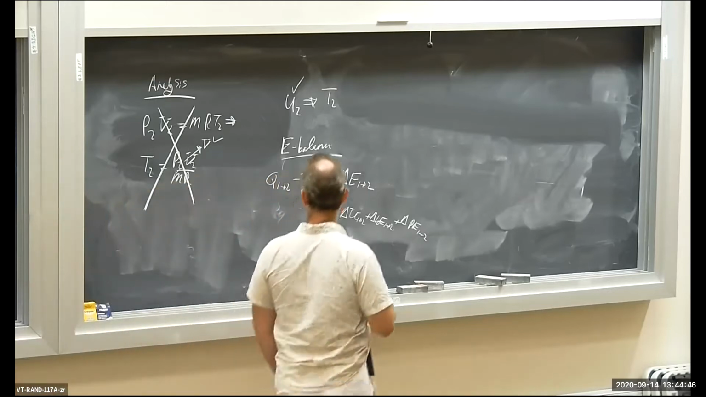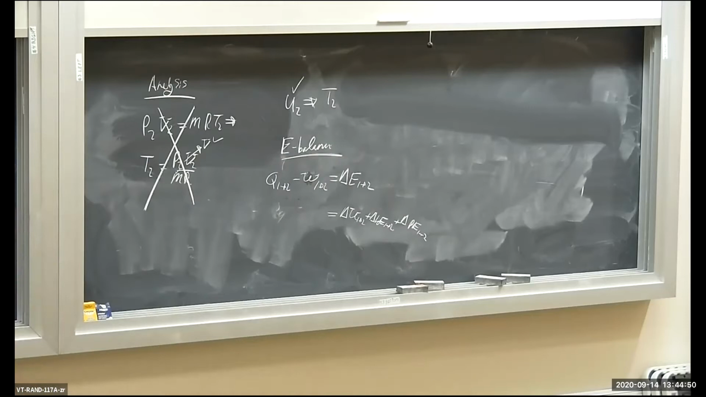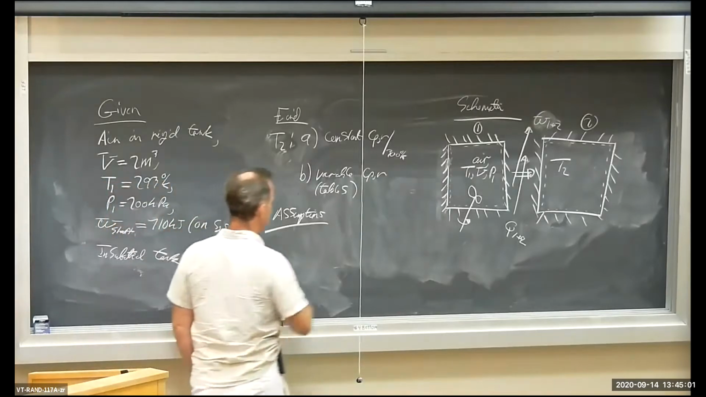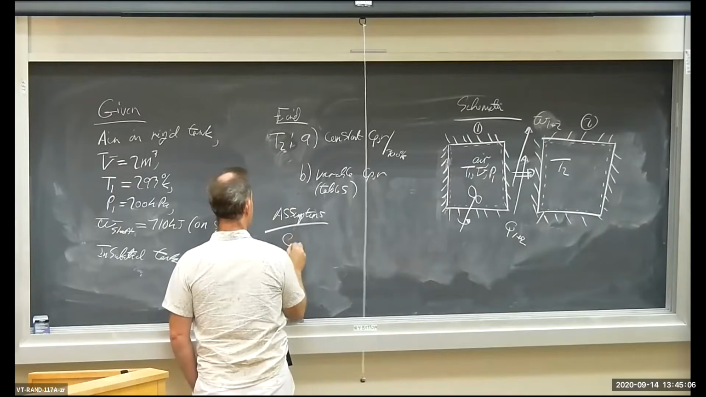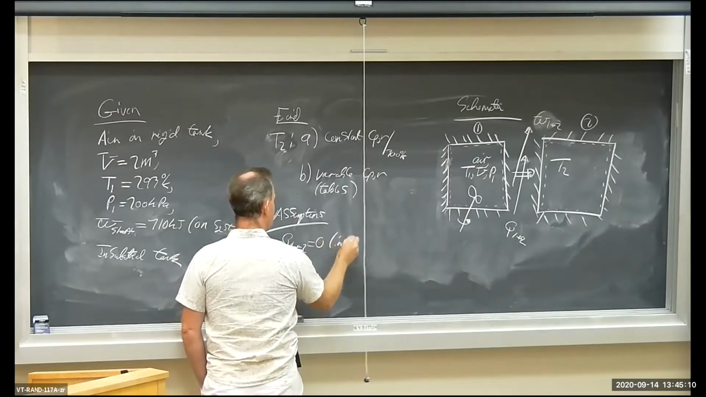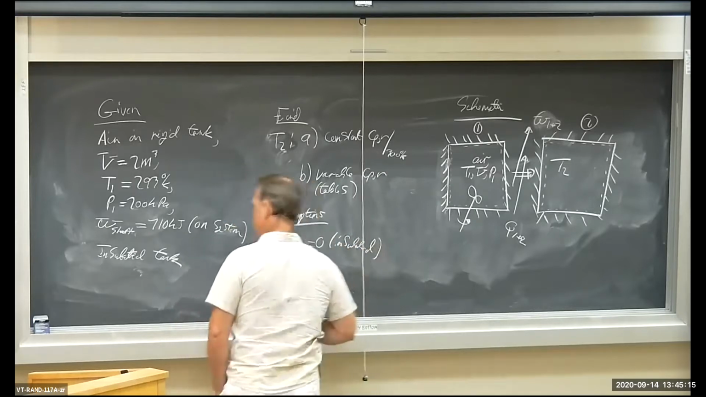Let's see, what's the heat transfer from state 1 to state 2? Well, we're told it's an insulated tank. Insulated means no heat transfer. There's some insulation around the tank. So we can neglect heat transfer. Q 1 to 2 equals 0. Okay, so that gets rid of the heat transfer term.